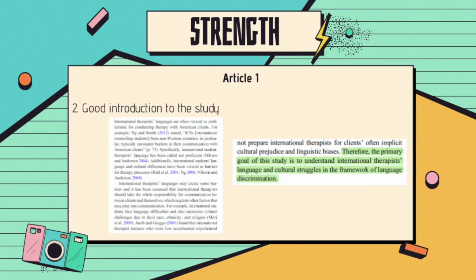The second strength found in Article 1 is that it has a good introduction to the study. In the introduction section, the background of the study is written clearly by providing a background to the topic and core issue of the research. It touches on the previous issues that have also emerged related to the language of international therapists. It also mentions some of the issues currently faced by international therapists, such as prejudice and biases. Aside from that, at the end of the introduction section, the goal of the research is also stated. So this allows the reader to understand what the paper will mostly focus on.